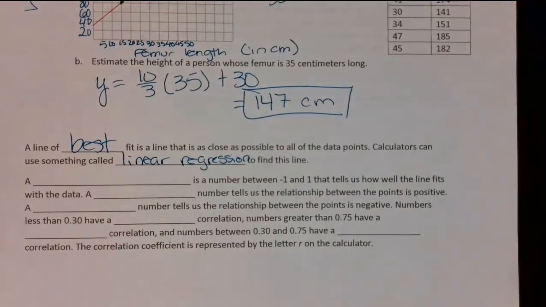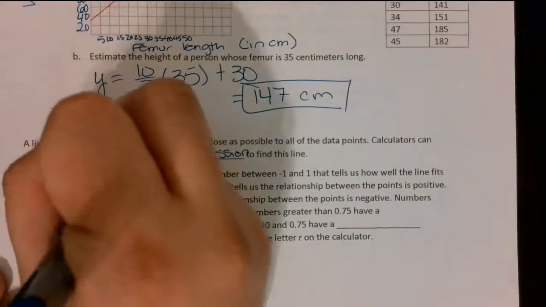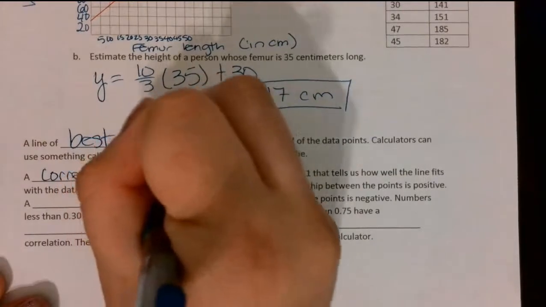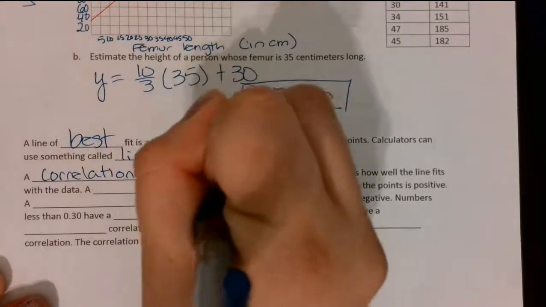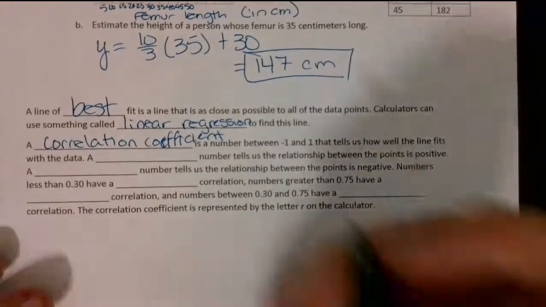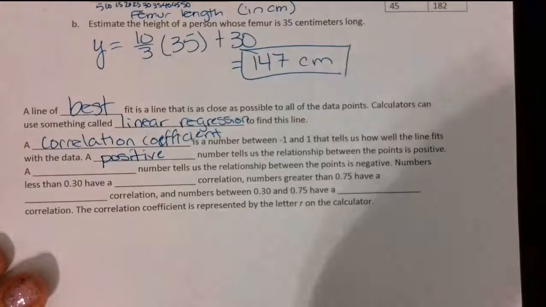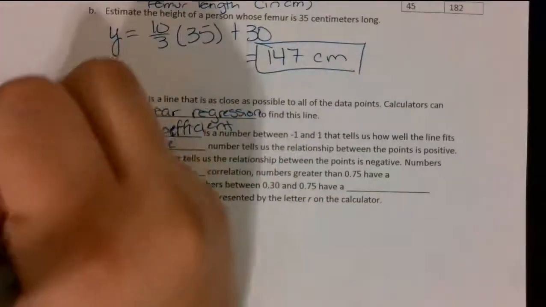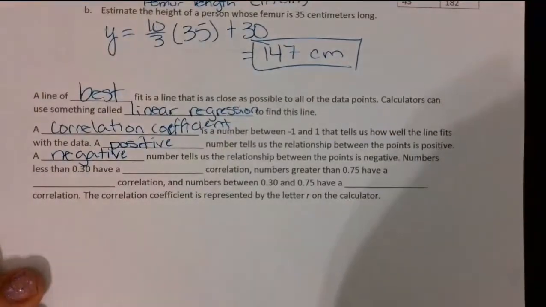A correlation coefficient is between -1 and 1. Coefficient. Okay. A positive number tells us that it has a positive slope, so between 0 and 1. A negative number tells us that it has a negative slope.